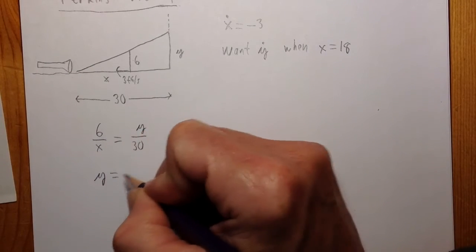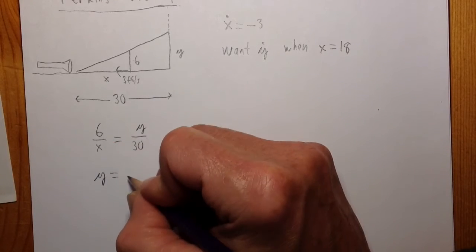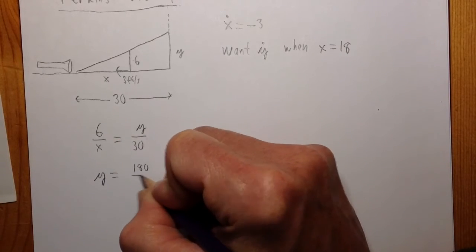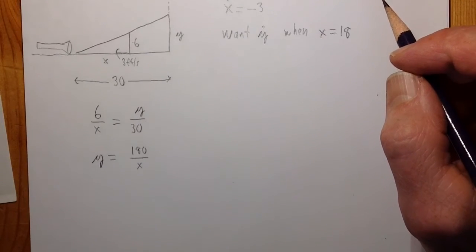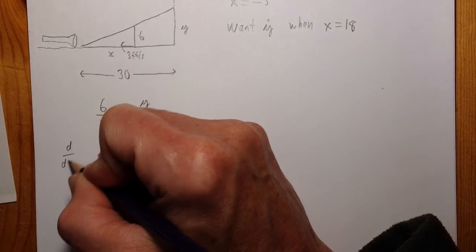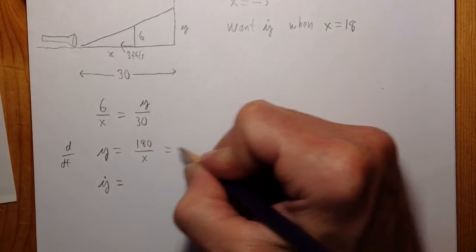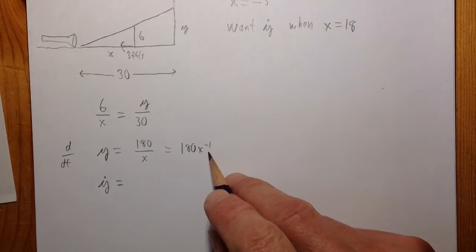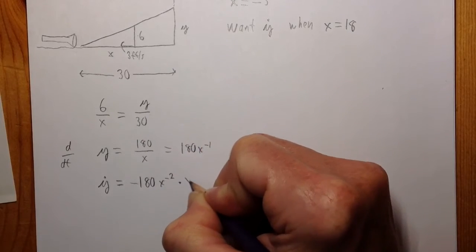Okay, we want y dot, so it makes sense to solve for y. So y then is, multiply both sides by 30. 30 times 6 is 180. So y is 180 over x. I think that makes sense. Okay, we want y dot, so now we just take the derivative of both sides of this equation. Derivative of y is y dot. This is 180 x to the -1. So derivative of x to the -1 is -180 x to the -2 times x dot.